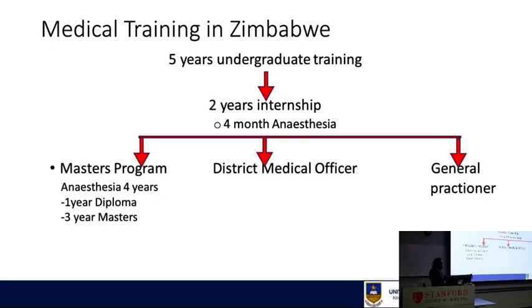From there, you then have 3 choices. You can either go into a master's program. So, for example, I chose to go into anesthesia, which means you do a 4-year program in anesthesia, a 1-year diploma, followed by 3 years of master's. Some people choose not to pick the academic route, and they go into the district hospitals, which are outside the big cities, and they're called district medical officers.